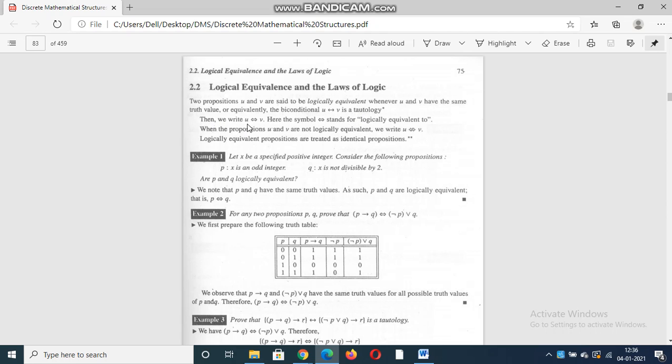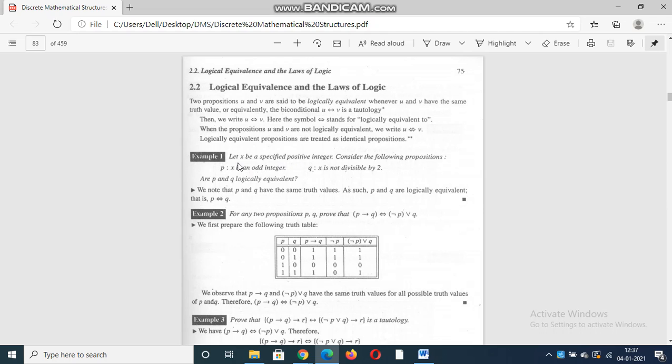The symbol of logical equivalence is written like this. One dash with an arrow mark, we conclude as a biconditional. Two dashes, we call it logically equivalent. This symbol we call logically equivalent. For an example that is not logically equivalent, we write the symbol like this: we cut it with a stroke over it. Then we call it U is not logically equivalent to V.